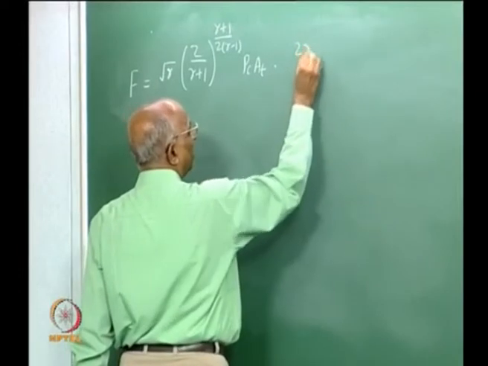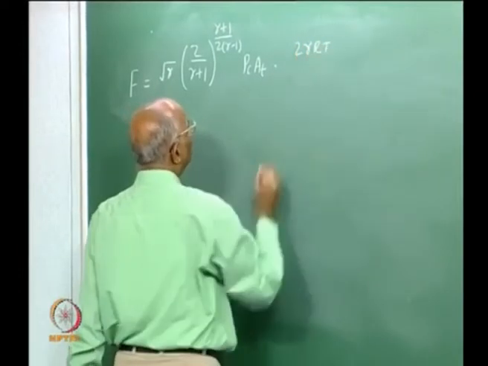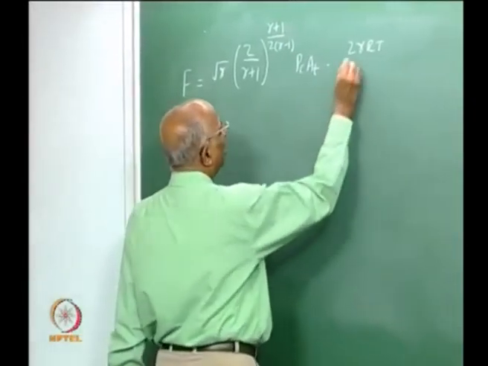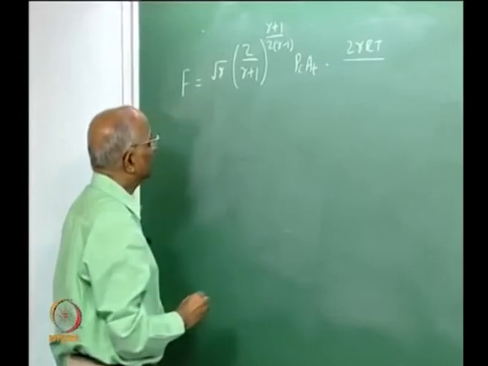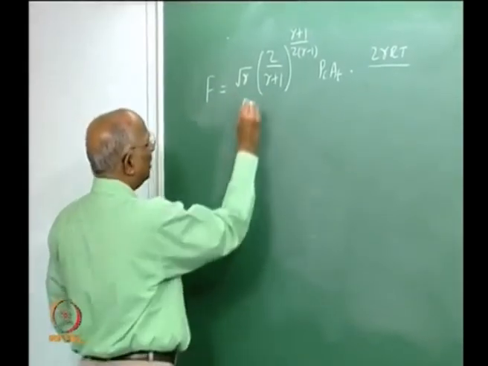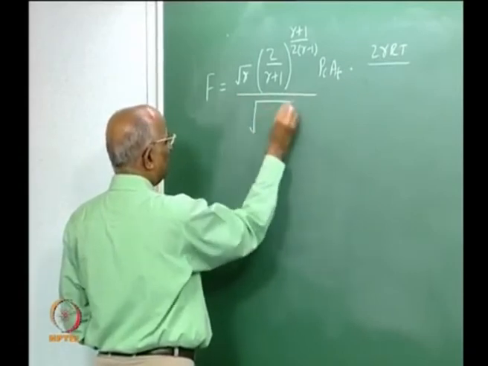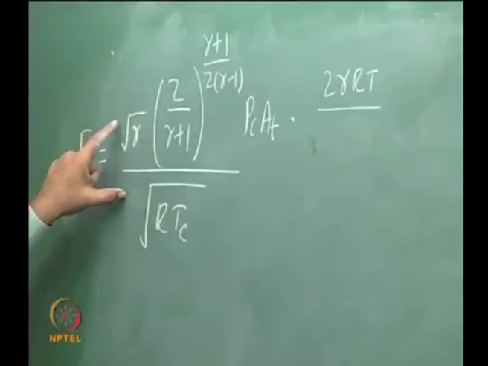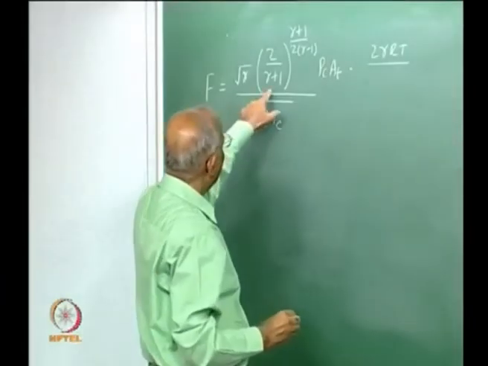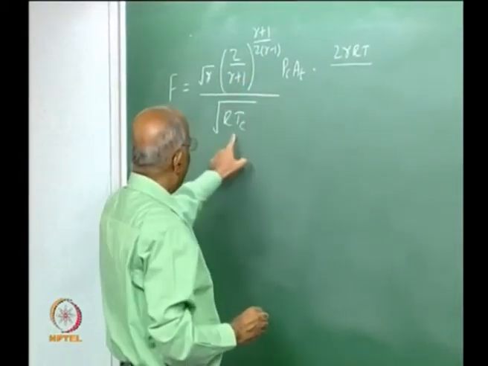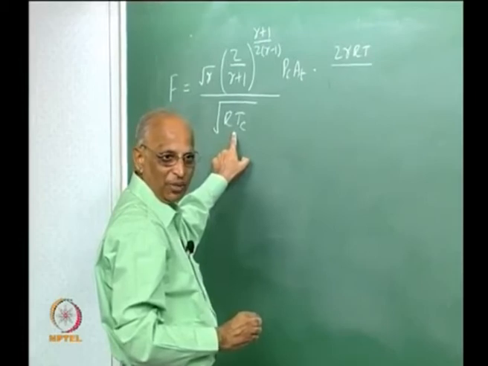To gamma RT, divided by... no, something has been lost in the mass itself. RTC has been forgotten. Please correct me. Let's first find out what is the value of m dot. m dot is equal to under root gamma (2 over gamma plus 1) divided by (2 gamma minus 1) PC AT by under root RTC. This is m dot.